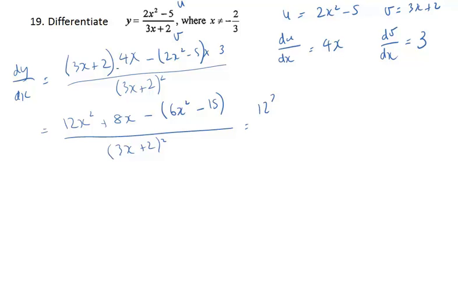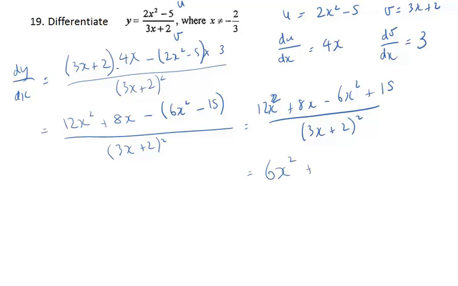So 12x squared plus 8x, then we've got minus 6x squared, and then we've got negative 15, so plus 15, all on 3x plus 2 all squared. So with our x squareds, 12 minus 6 gives us 6x squared plus 8x plus 15 divided by 3x plus 2 all squared.